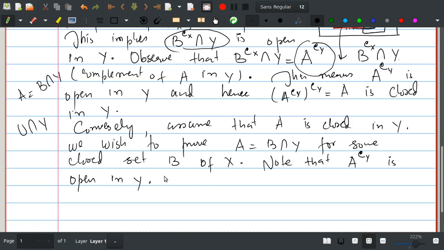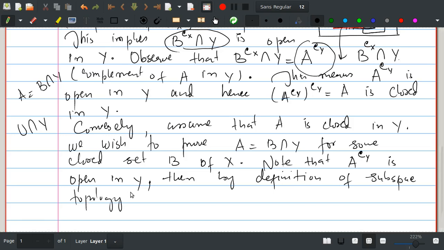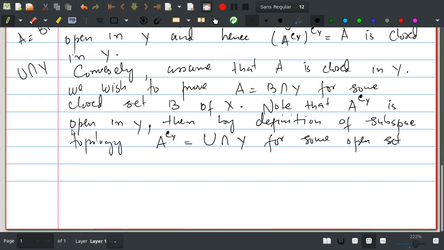Then, by the definition of subspace topology, this open set is going to look like U intersection Y for some open set U of X. Now U being open means its complement is closed in X.